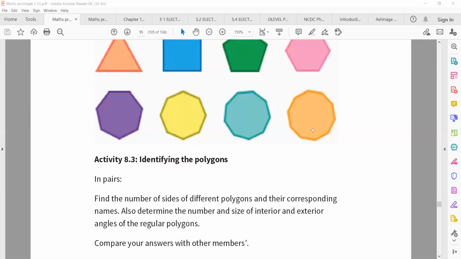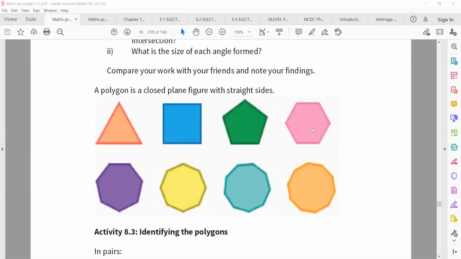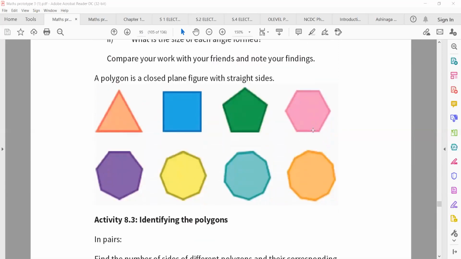Okay, this is not new to most of us. So we expect you to count those sides and then put down the name of the shape.